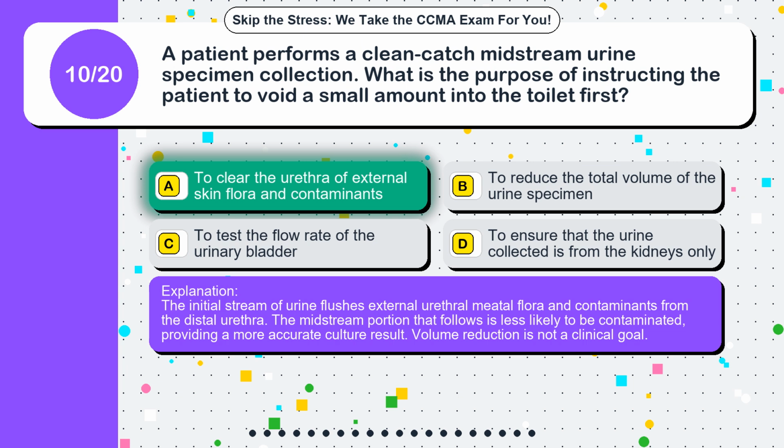The initial stream of urine flushes external urethral meatal flora and contaminants from the distal urethra. The midstream portion that follows is less likely to be contaminated, providing a more accurate culture result. Volume reduction is not a clinical goal.